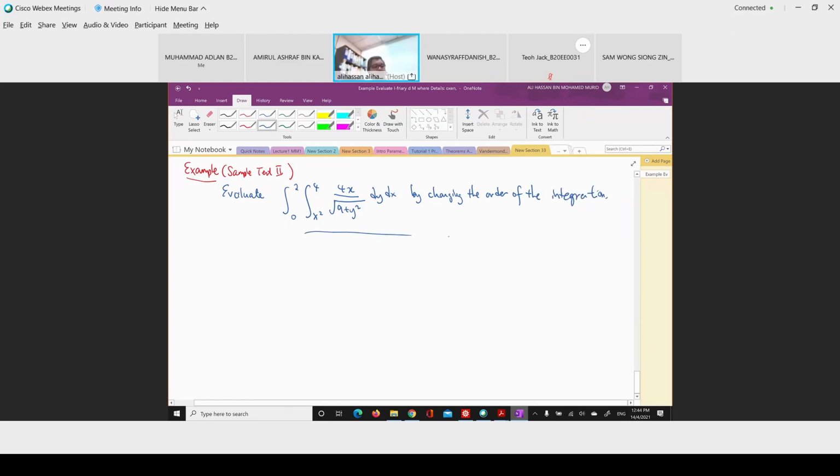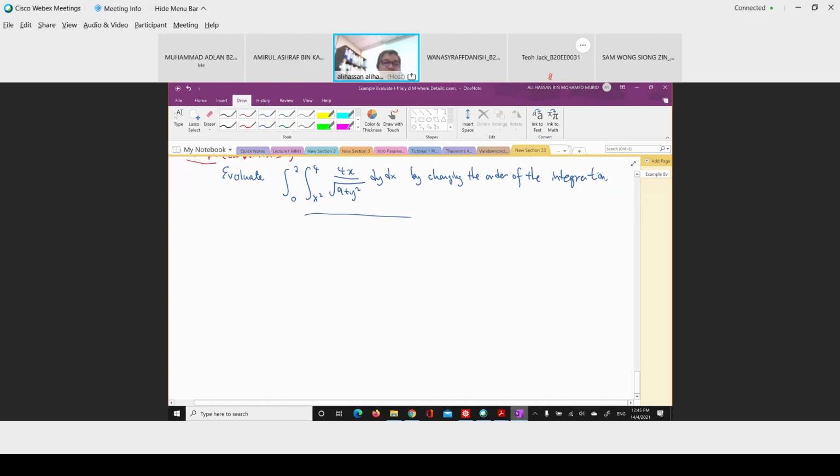Yeah. This is a sample test 2 problem. The given order is dy dx, but it is suggested here that we do not evaluate this double integral using the order dy dx. You are suggested to evaluate this double integral using the order dx dy. There is a reason, actually, to make the evaluation simpler.